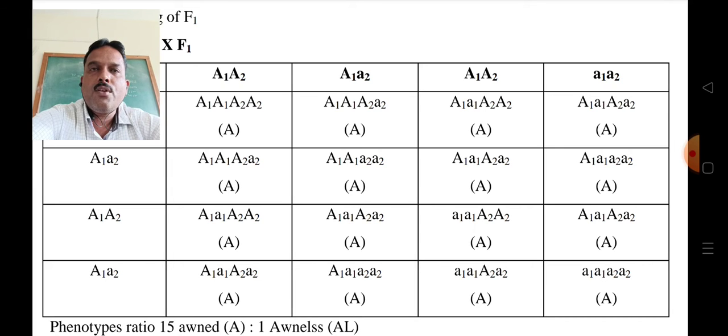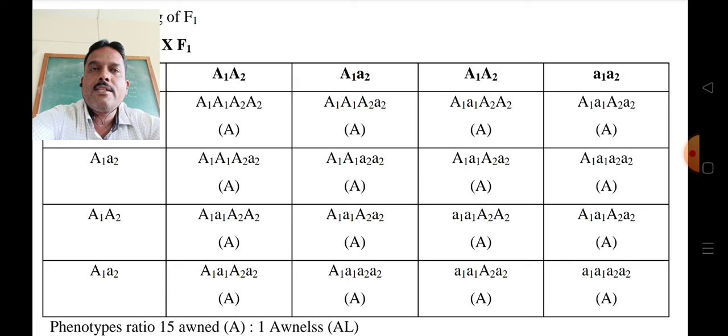So the F1 genotype produces 4 gametes. Which are those 4 gametes? Capital A1 capital A2, capital A1 small a2. The third gamete, there is a printing mistake here: instead of capital A1, we take small a1, capital A2. And the last, fourth gamete, is small a1, small a2. Again, the female gametes are similar. Enter the female gametes vertically and the male gametes horizontally. 4 into 4, 16 genotypes are obtained.